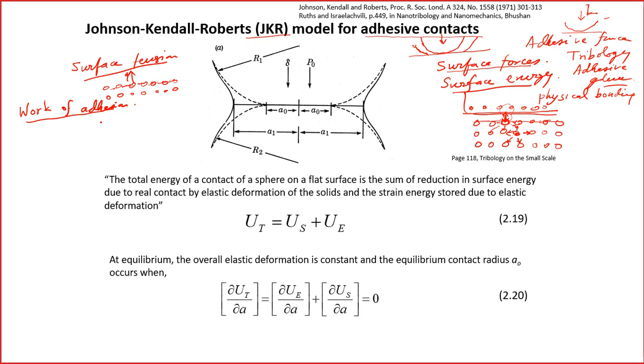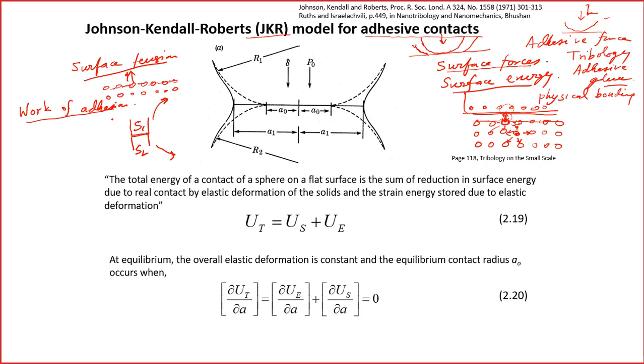So work of adhesion is defined as the free energy change, or reversible work done, to separate two unit areas of two surfaces or media from contact to infinity in a vacuum. So if you have two surfaces, two media, let's say S1 and S2, and now I operate in vacuum and I separate them to infinity. So we took them to infinity.